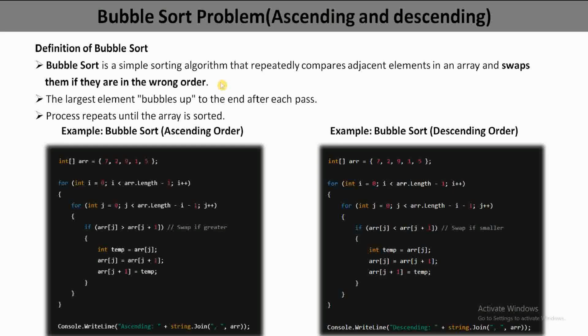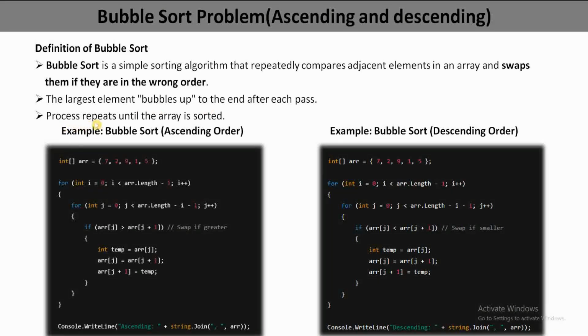The largest element bubbles up to the end after each pass, meaning if we apply ascending order or descending order according to our condition, then it will bubble up the largest element. If we go with ascending order, meaning from small values to big values, it will set the biggest value at the end of an array.